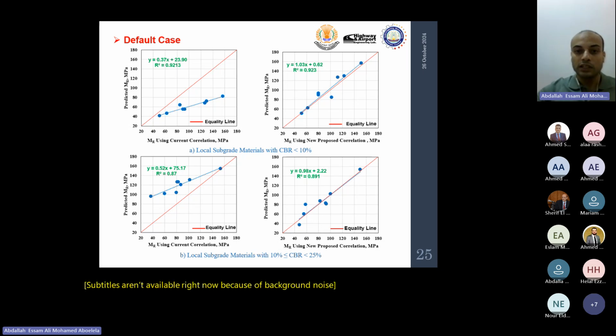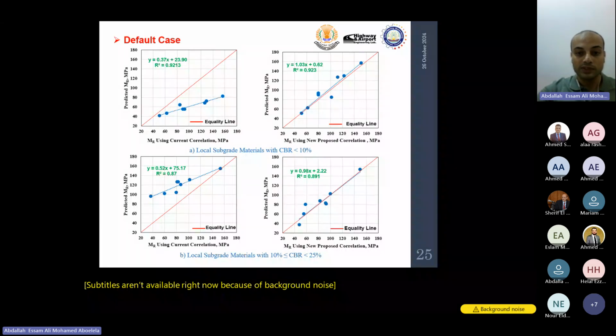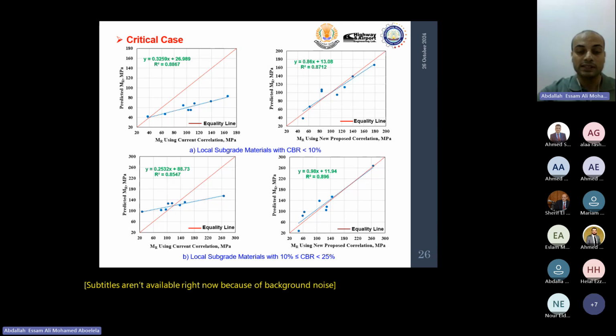For the new proposed correlations, we obtained a more accurate and less biased value compared to the current correlation used in the Egyptian code. For example, for the group with CBR less than 10%, the MR values from the current correlations are less than the predicted MR, so it will conduct higher thickness of pavement. It's not economic. And for the other group, the resilient modulus values from current correlations are higher than the predicted, which includes less saving thickness for pavement layers. And these figures are for the critical case for traffic loading conducted in this study.